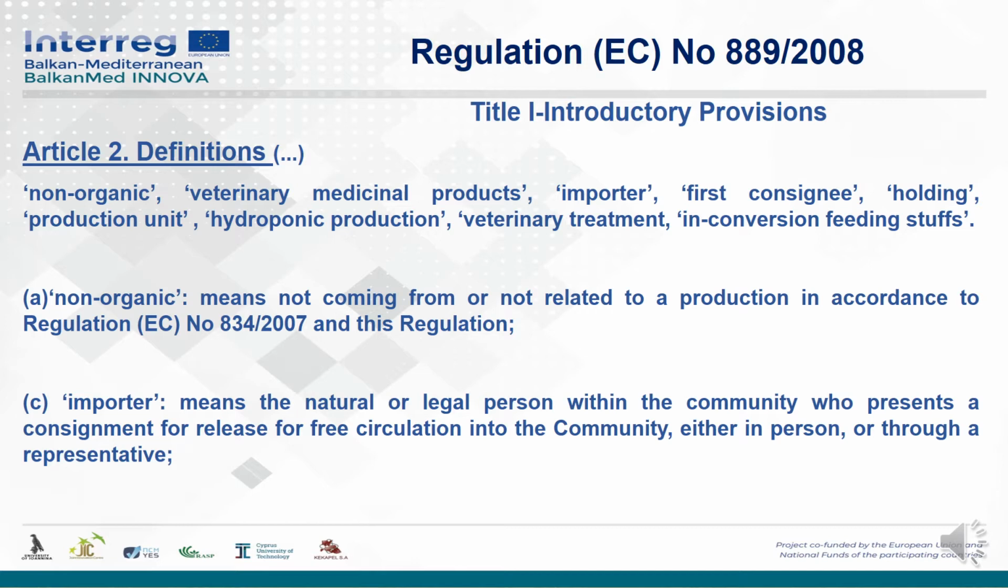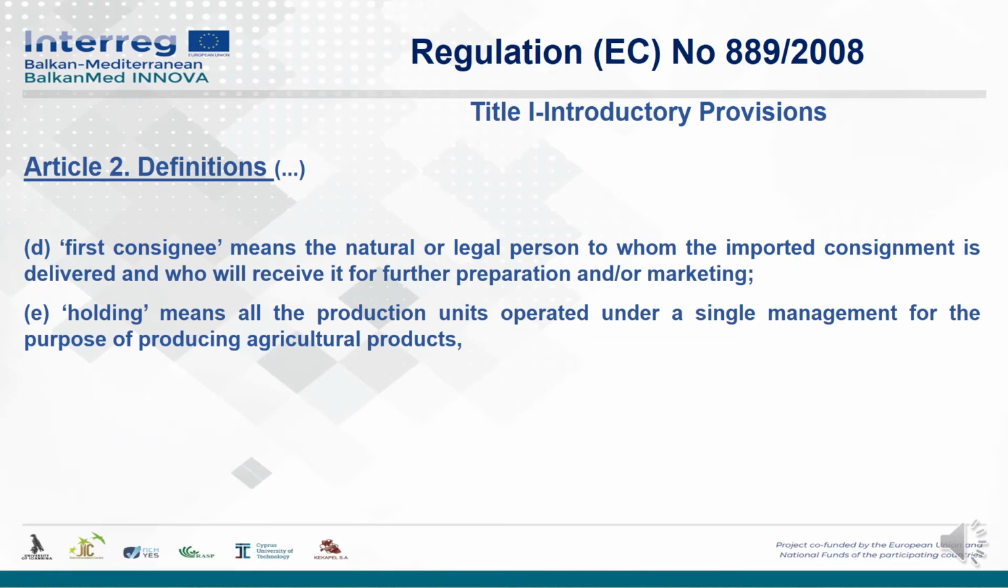Okay, let's present the most important terms and their definitions. Non-organic means not coming from or not related to a production in accordance with Regulation 834 of 2007 and this regulation, Regulation 889 of 2008. Importer means the natural or legal person within the community who presents a consignment for release for free circulation into the community, either in person or through a representative. First consignee means the natural or legal person to whom the imported consignment is delivered and who will receive it for further preparation and/or marketing.